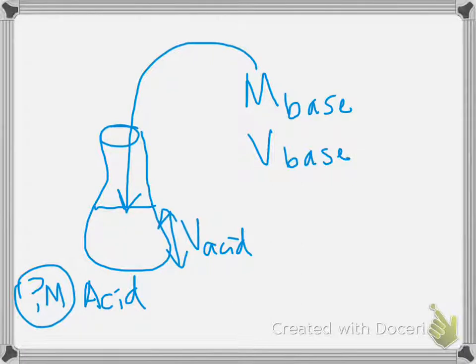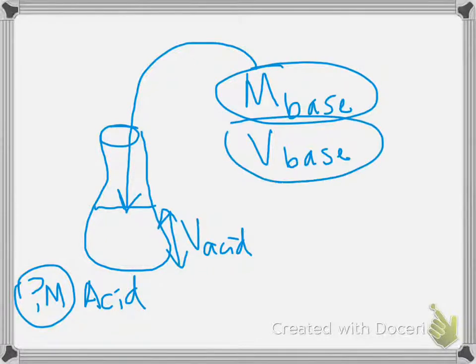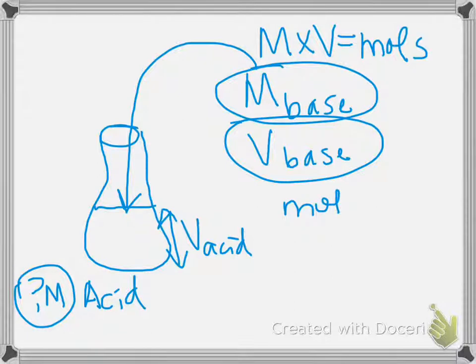Remember back in chapter 14, we said if we know the concentration of a solution and we know its volume, we can multiply those things together. Molarity times the volume of a substance, do you remember that equals moles? Because molarity is moles per liter. And if our volume is in liters, molarity times volume will equal moles. So if I know the molarity and volume of the base, I know how many moles, or the quantity of base or hydroxide I put into my acid.